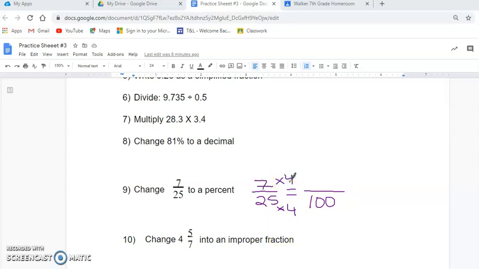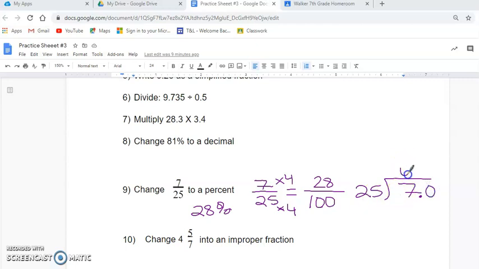So I need to now multiply 7 times 4. So I want you to multiply 7 times 4. And you should get 28. So we have 28% because it's compared to 100. It's a ratio that compares a number to 100. So that's 28%. Now the way we did it before was we divided. The way we were practicing.